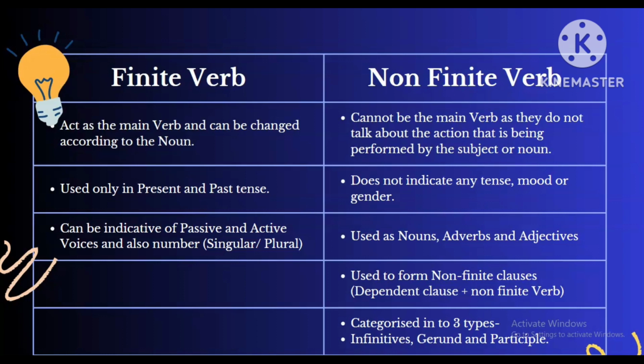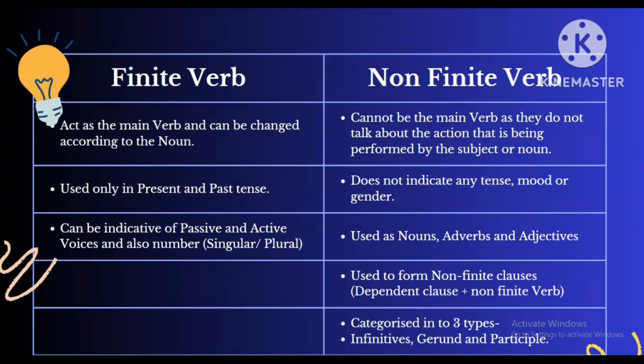So here goes the differences between finite and non-finite verbs. Finite verbs act as the main verb and can be changed according to the noun, while non-finite verbs can never be the main verb as they do not talk about the action that is being performed by the subject or noun. Finite verbs are used only in present and past tense. Non-finite verbs do not indicate any tense, mood or gender.